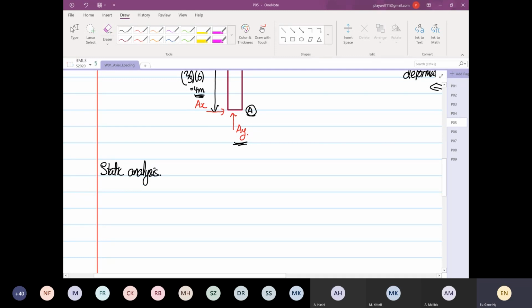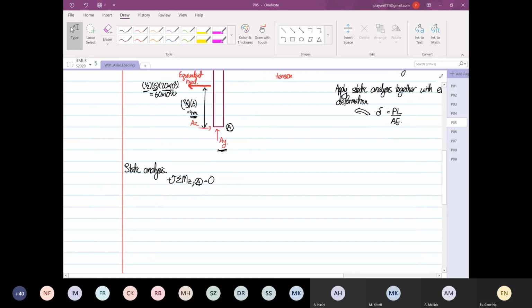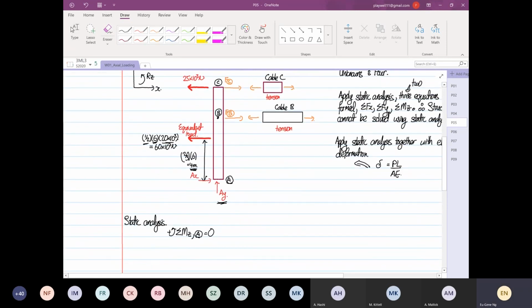So from static analysis, you have the summation of moments in the Z direction, and you're going to do your static analysis at point A. Where I'm drawing the circle now, that's where you're going to take your moment from. The equivalent load is going to generate an anti-clockwise direction. So this will be equal to force... sorry, it's going to be plus.